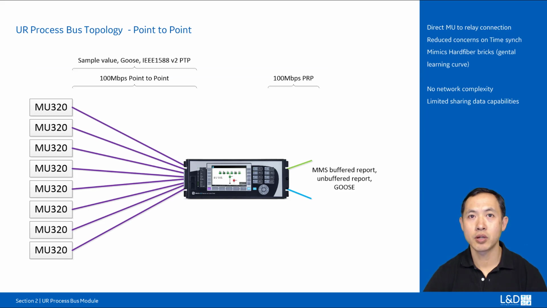The simplest topology is point-to-point. Its pros and cons are: pros, direct MU to relay connection. There's no need for another device, and reduced concerns on time synchronization and cybersecurity. It mimics the hardwired fiber brick architecture, so there's a gentle learning curve. It is ideal for small and remote substations. The cons are that data sharing capability is limited by the number of process bus ports.